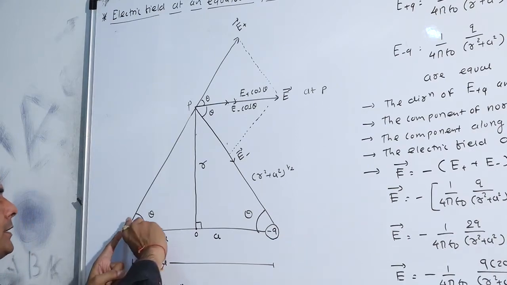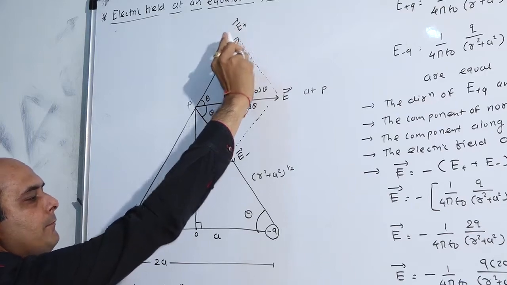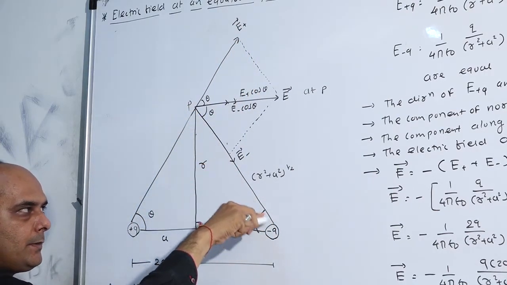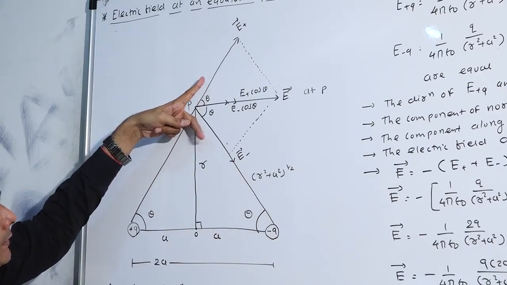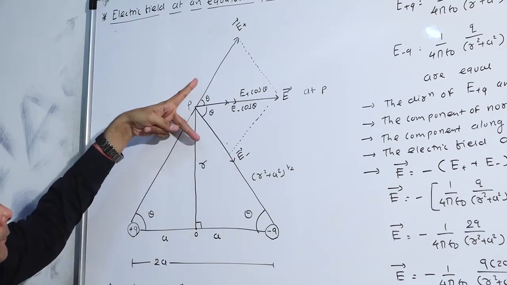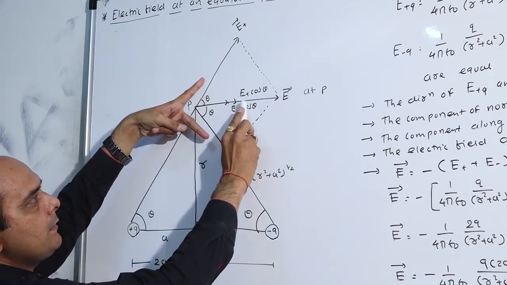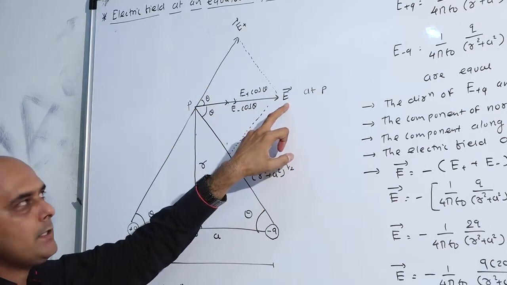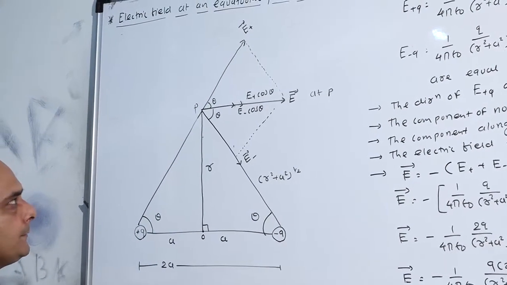There are two charges. Due to plus q charge, the electric field is outwards, denoted by E plus. Due to minus q charge, the electric field is inwards, denoted by E minus. There are two vectors, E plus and E minus. They form the parallelogram. The resultant vector will be produced in which direction? Diagonal direction. This is the resultant electric field intensity at point P.